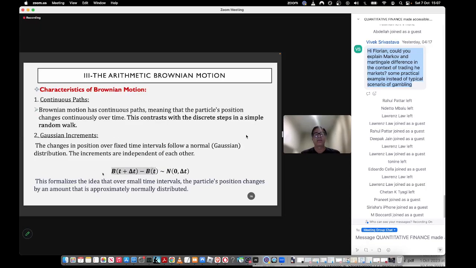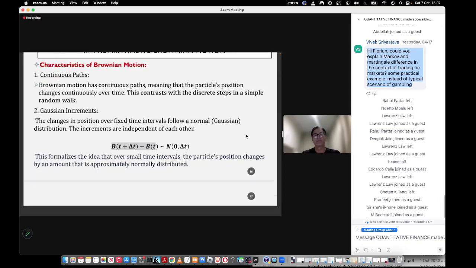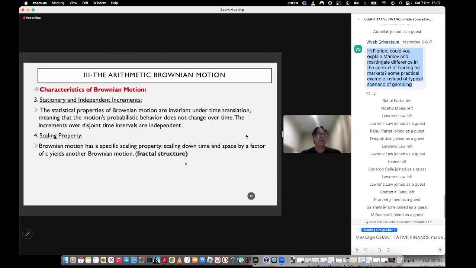So what does it mean? It means that over small time intervals, the particle's position changes by an amount that is approximately normally distributed, and the variance is time related only. Stationary and independent increments, we also already saw that for the random walk process, and it's a pretty cool property, because the Brownian motion is invariant under time translation.